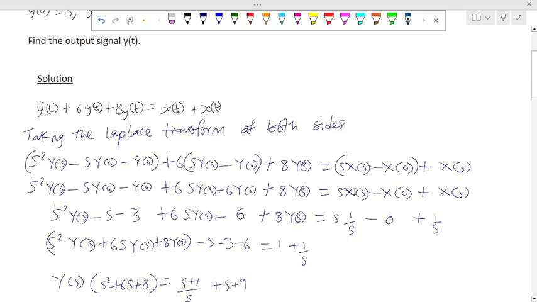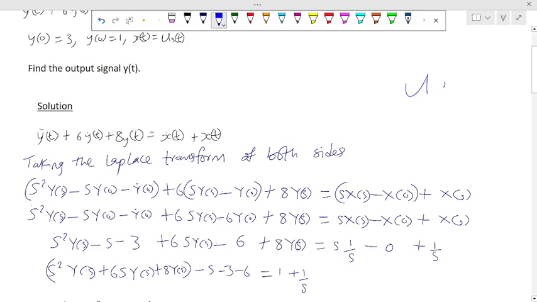However, x of s is what? 1 by s. Why? Because of the idea of the unit step function. The unit step function, u of t, is 1. And if you take the Laplace transform of a 1, what do you get? 1 over s, because 1 is a constant. So in place of x of s, we'll get 1 over s there. Same thing here, 1 over s.